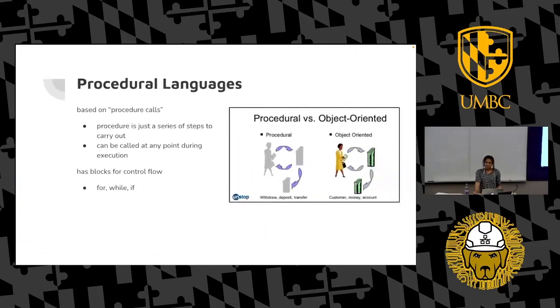So one of the first steps is procedural programming languages. They're based on procedure calls, which is kind of like the functions that you would see in functional programming. Essentially, it's just a series of steps that can be carried out, and these blocks can be called at any point during execution, and you can control the control flow. So your if statements, your while loops, your for loops, they're all there, and it's very procedural, so they go step by step down the line of the code.